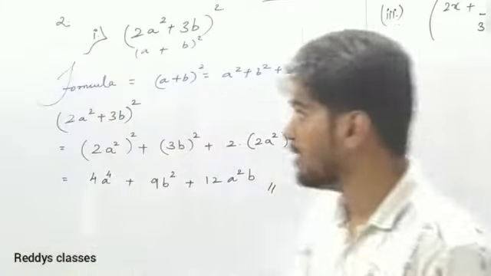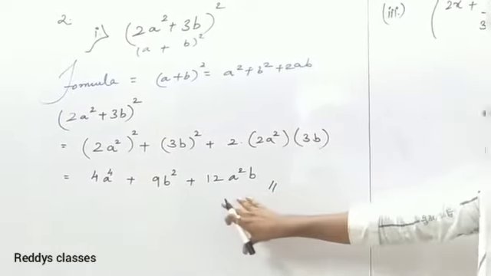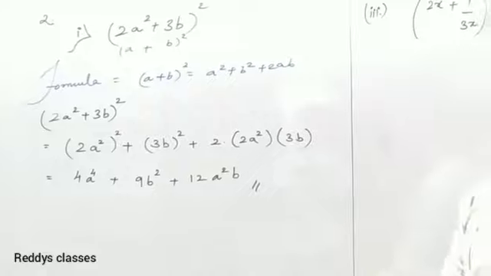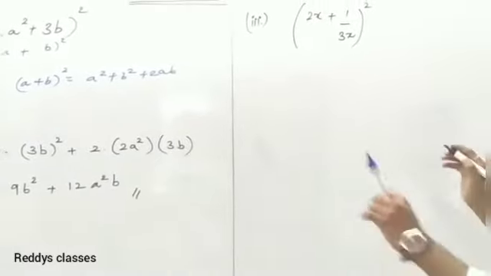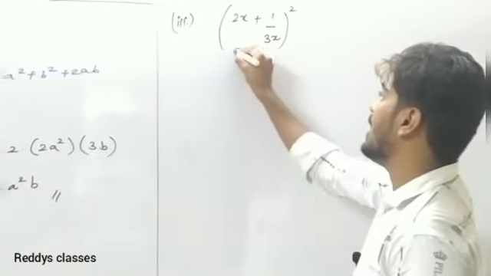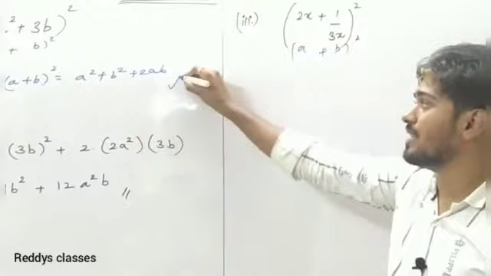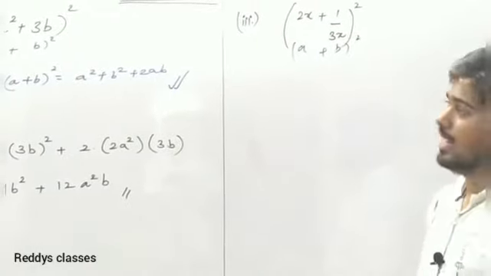Okay. Did you get it? What is the actual answer now? 4a power 4 plus 9b square plus 12a square b. Let us go to the next question now. We have another question: a plus b the whole square. We have a, we have b and we have the whole square. We are going to use the same formula here. Okay. Let us solve it.